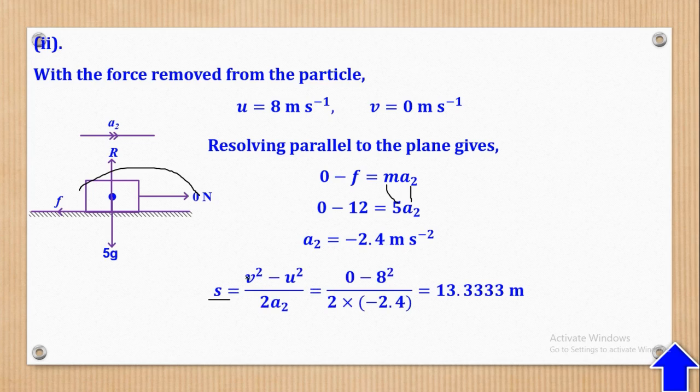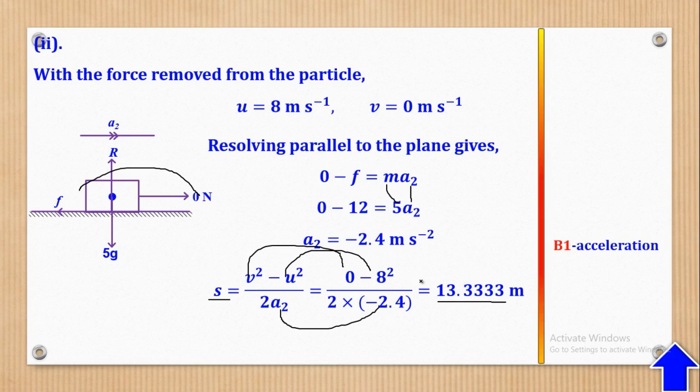Therefore V is 0 and U is 8 and A is negative 2.4. When I substitute, I come up with 13.3333 meters. So basically that's what they wanted, and now let's see how marks can be awarded.